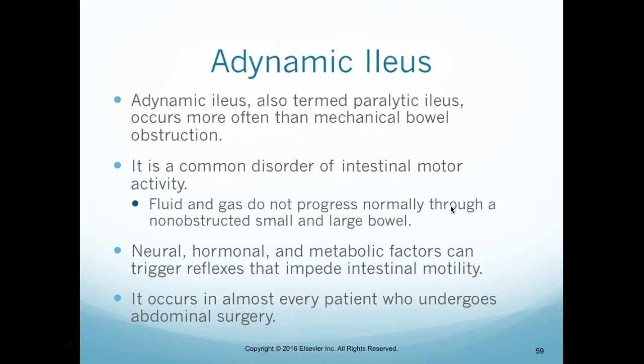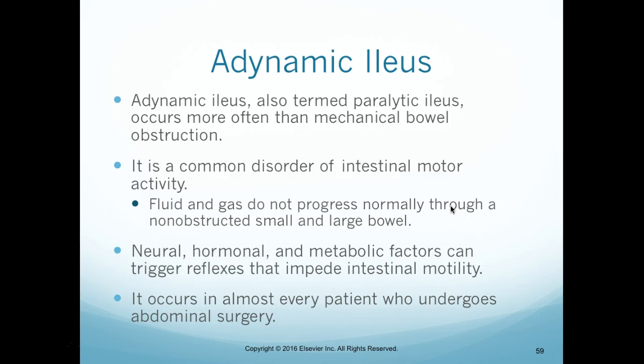So adynamic ileus is also called a paralytic ileus, and that's usually what you're going to see in clinic. It occurs more often than mechanical bowel obstruction. It's a common disorder of the intestinal motor activity. So fluid and gas do not progress through the bowel, large and small, as it's supposed to. Neural, hormonal, and metabolic factors can trigger reflexes that impede the intestinal motility. It occurs in almost every patient who undergoes abdominal surgery.